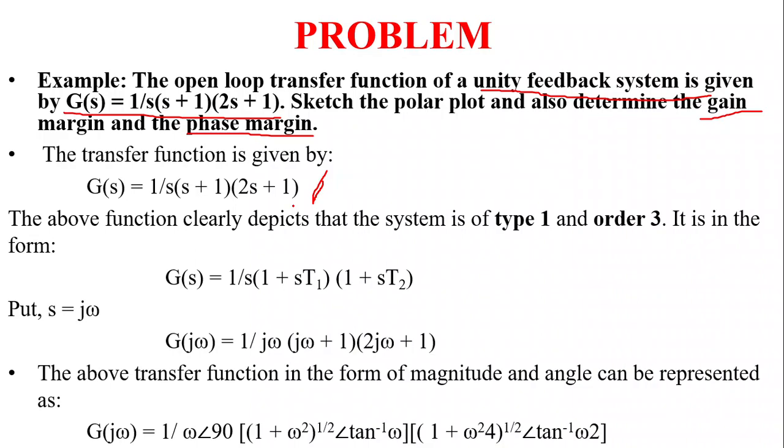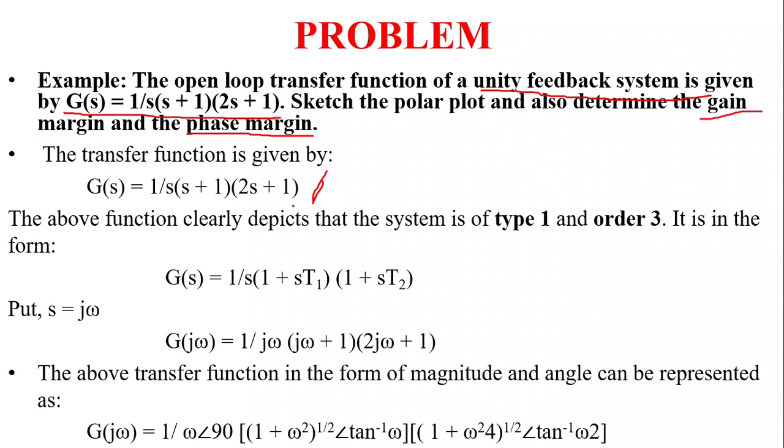After that we have to separate this in the form of magnitude terms and angle terms. Then after the separation of magnitude and phase angle terms, we have to tabulate various values of magnitudes and phase angles for different values of omega ranging from 0 to infinity. Usually the choice of frequencies is around the corner frequencies only.